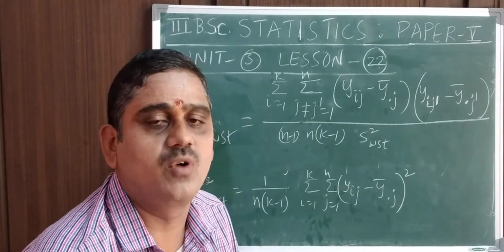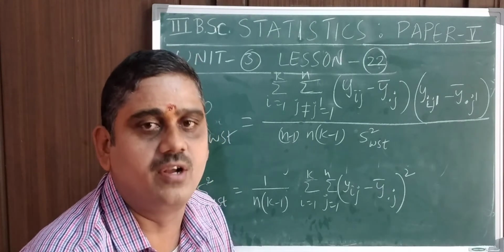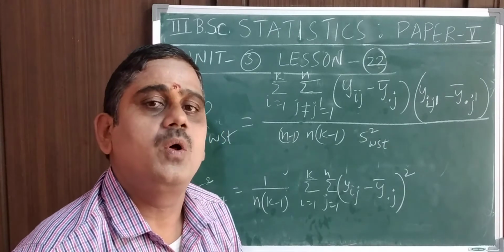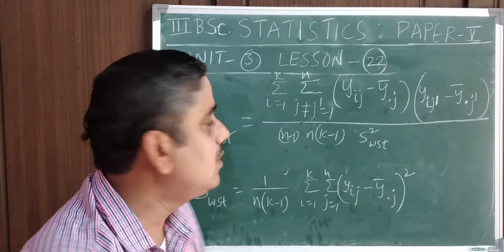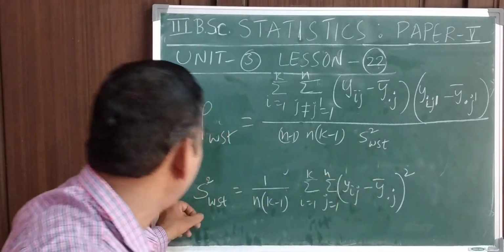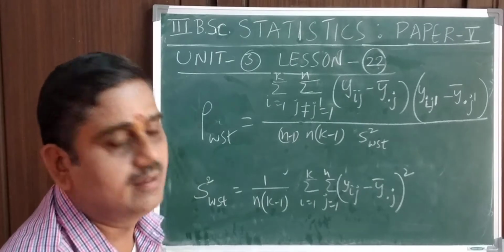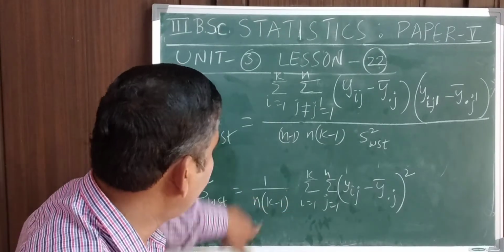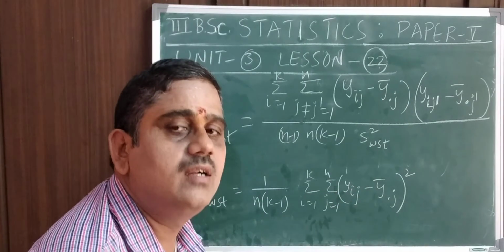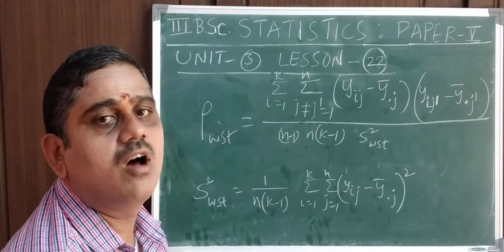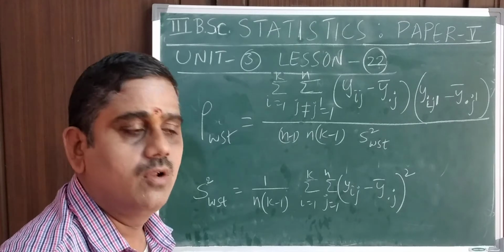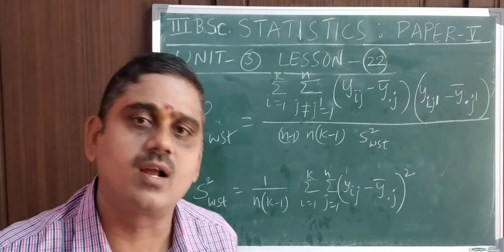This is the correlation coefficient for the population units between the units of the population within the strata, that is rho WST, where S squared WST is nothing but the population mean square within the strata. It is 1 by n into (k minus 1). This is the formula. Right? With this formula, I consider the formula of the variance of y bar st, and I stop here.